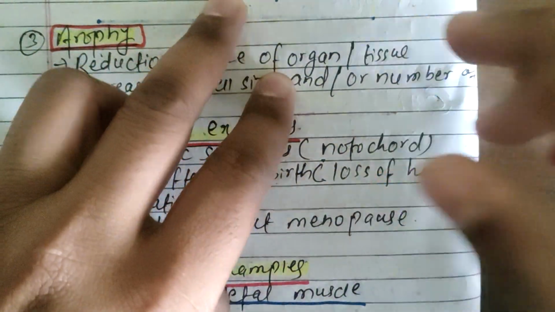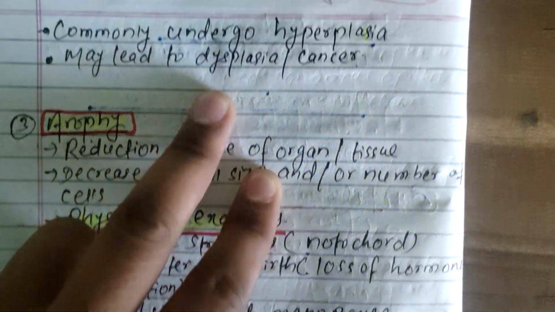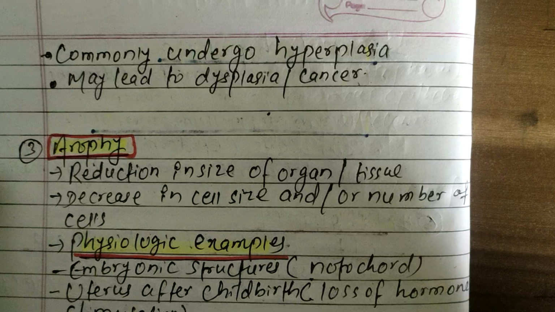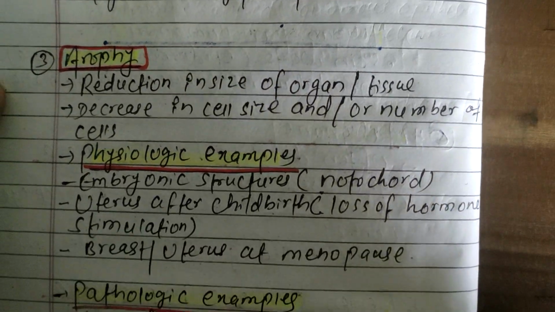Similarly, it commonly undergoes hyperplasia and may lead to dysplasia and cancer. Okay, now we have discussed hypertrophy and hyperplasia. Now let's discuss atrophy.